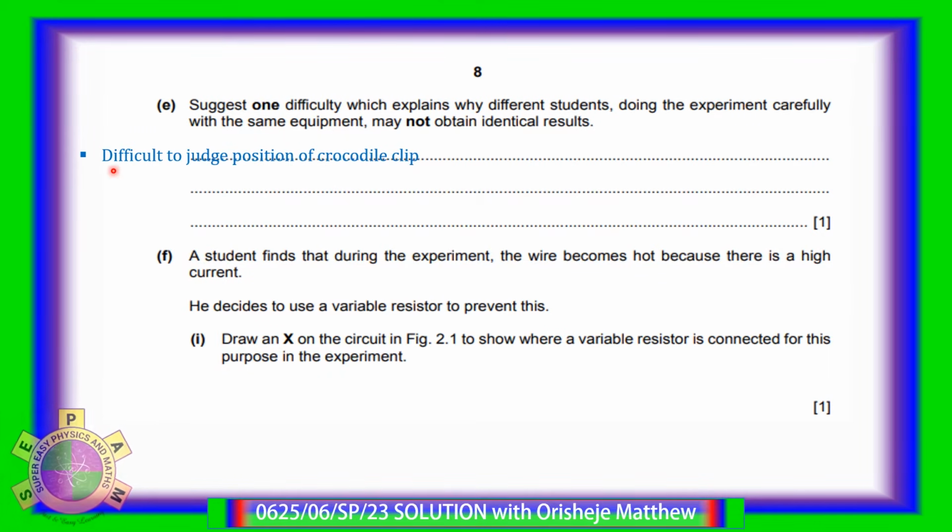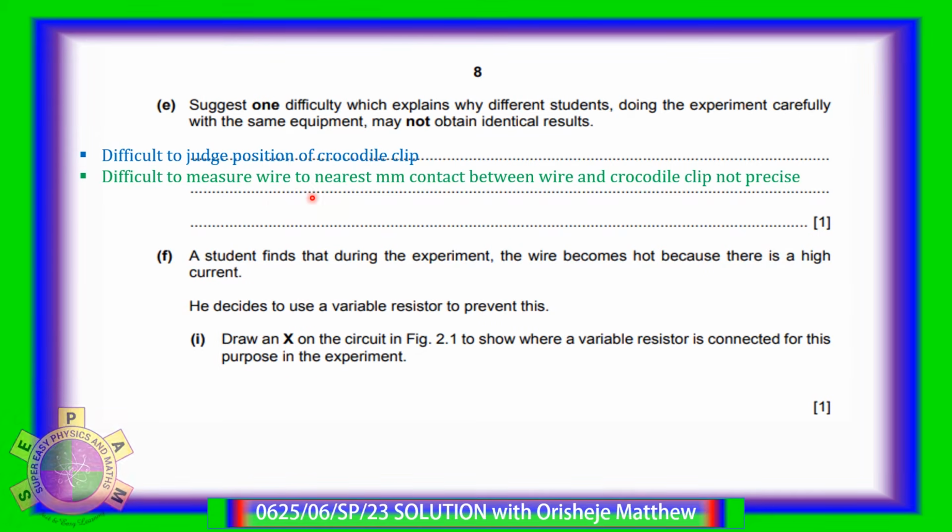Okay, and then when students want to measure the length, if they don't clip it at the position of 90, and there's a difference, instead of 90 you put it on 90.1 or 90.5, so it's not accurate, so it will affect the value of the resistance. Then difficulty to measure the length of the wire to the nearest millimeter, so the contact of the crocodile clip. Once there's an error, it introduces error into your reading.